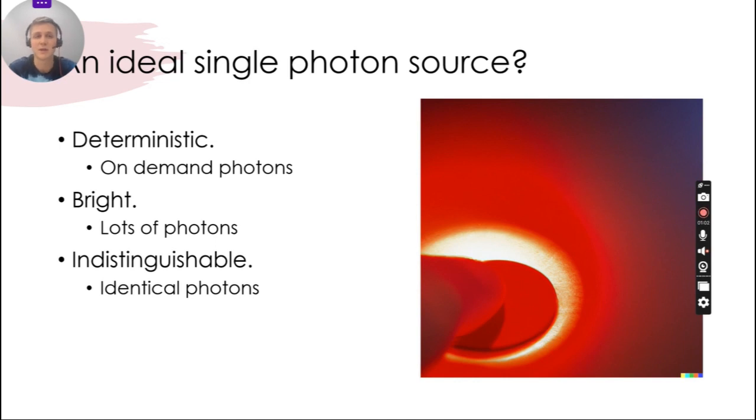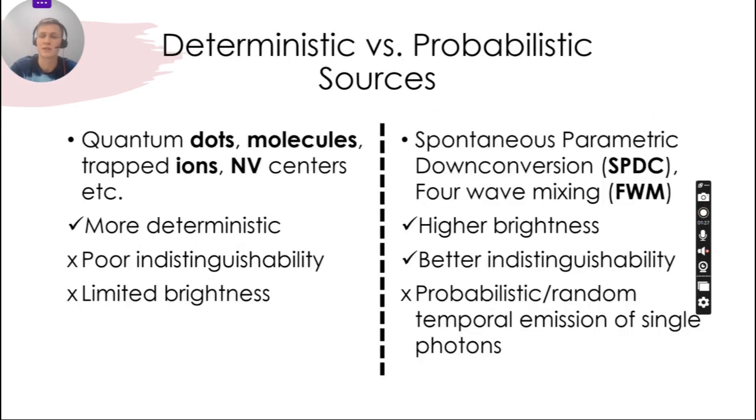Okay, as I said last week, an ideal single photon source would be deterministic, so you get photons exactly when you want them, on demand. They'd be bright, so you'd have as many photons as you could possibly need for your quantum photonics experiment. And also indistinguishable, so every photon that you produce is identical to the last one in terms of temporal delay, intensity, wavelength, things like that, polarization. I'm going to go through this quite fast because we did it in the last session.